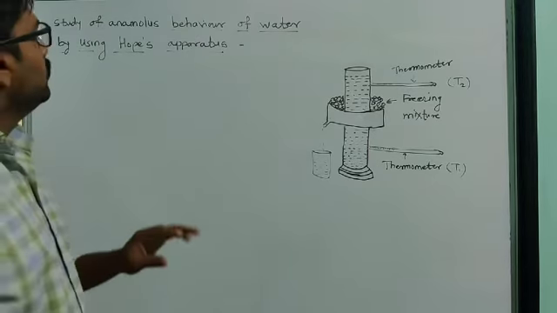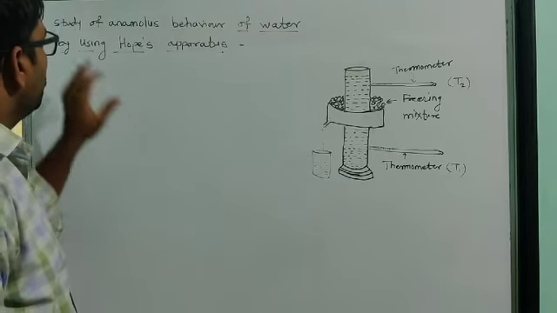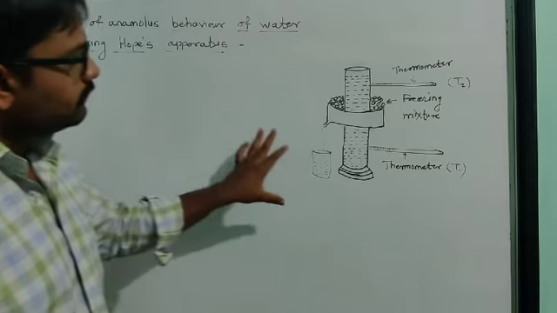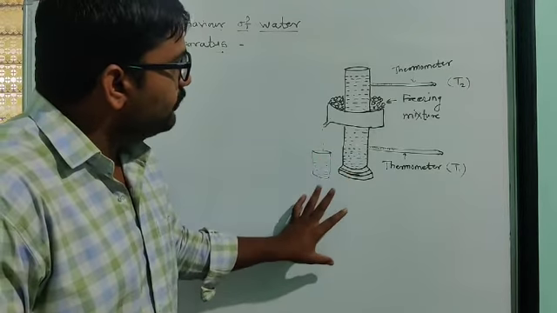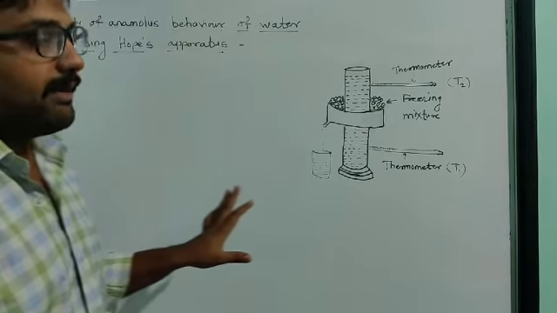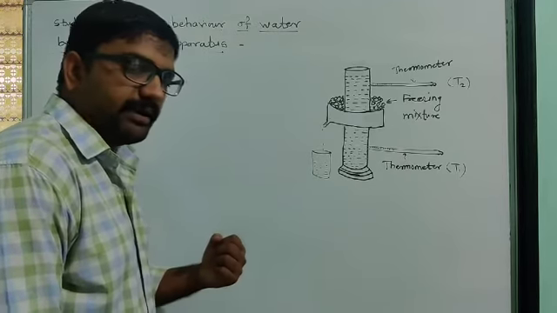So today we have to study the anomalous behavior of water by using Hope's apparatus. This is the apparatus which we are seeing in this diagram, that is the Hope's apparatus. Now, what is there in the Hope's apparatus?